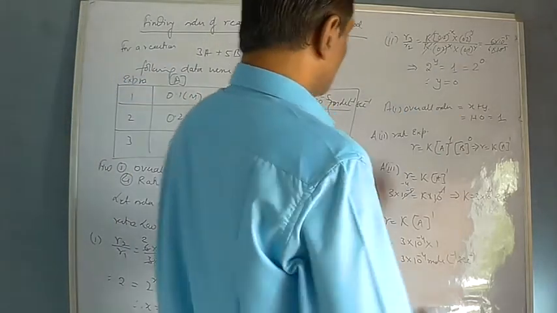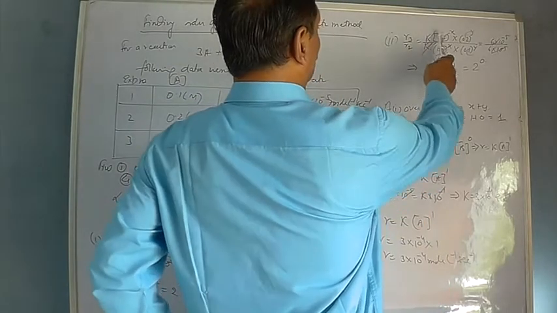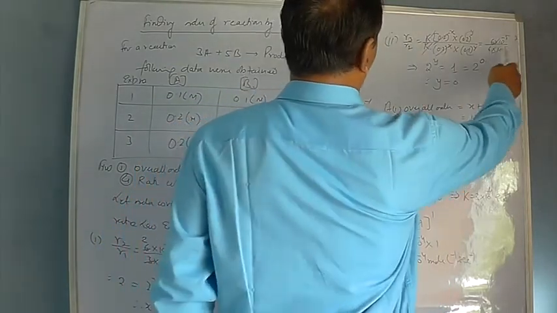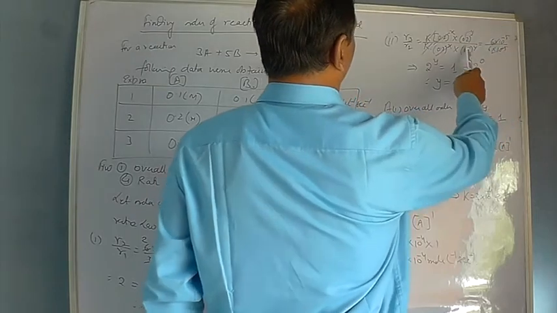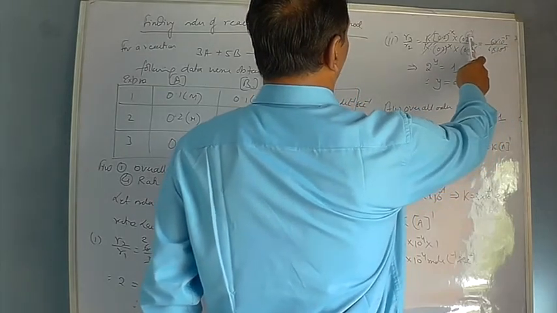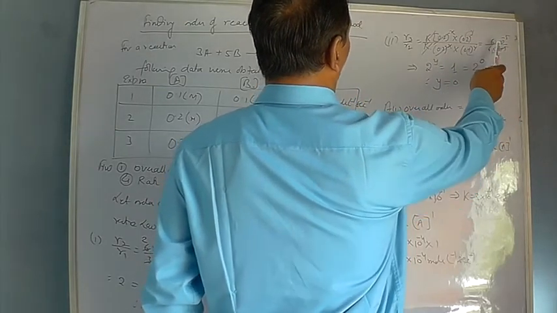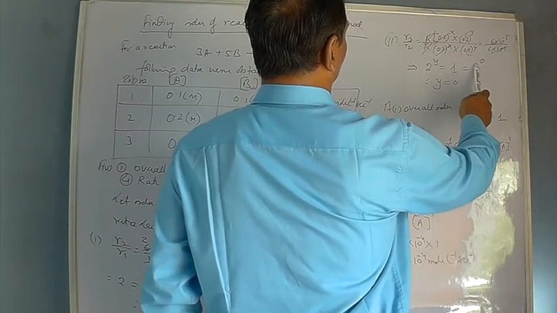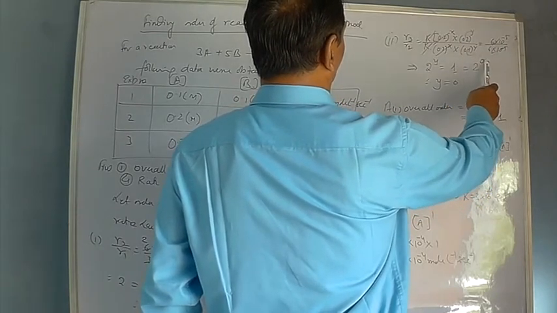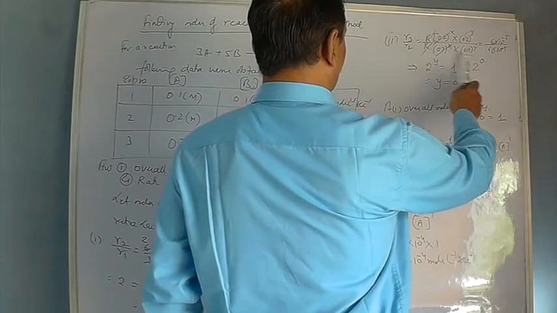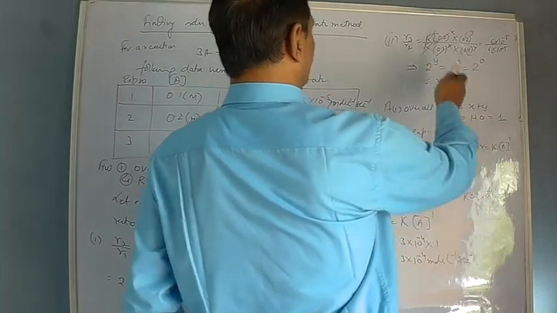So class, K goes with K, 0.2 goes with 0.2, this also goes, we get value here 1, decimal gone, so we get here 2 to the power Y equals to 1. So I can write 2 to the power 0, because 2 to the power 0 is also 1. Using equality, we get the value of Y equal to 0.